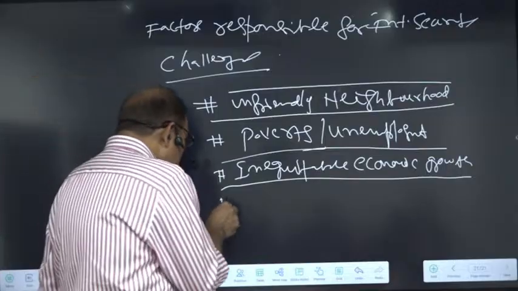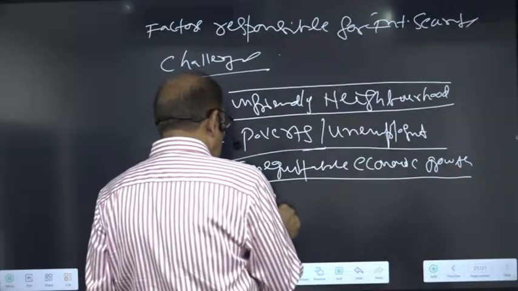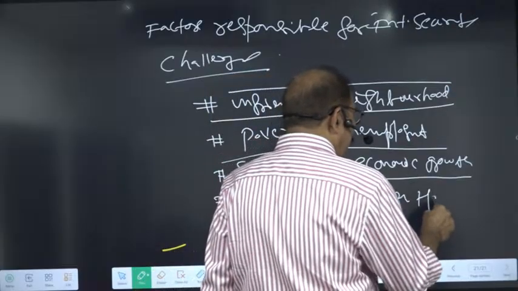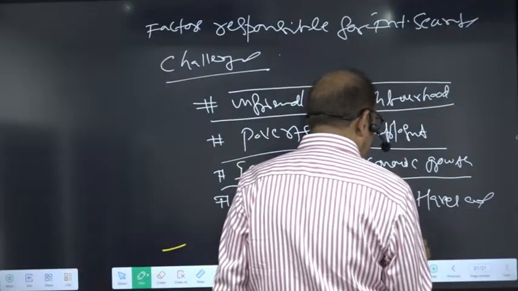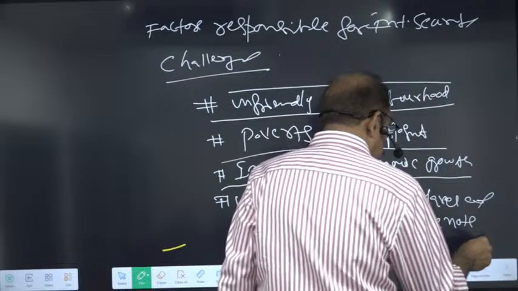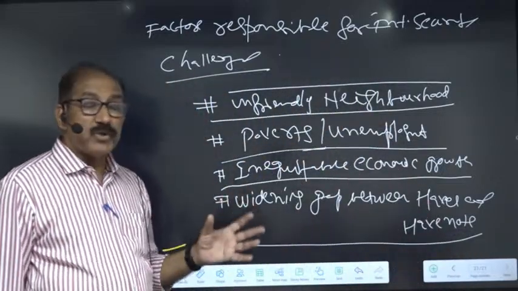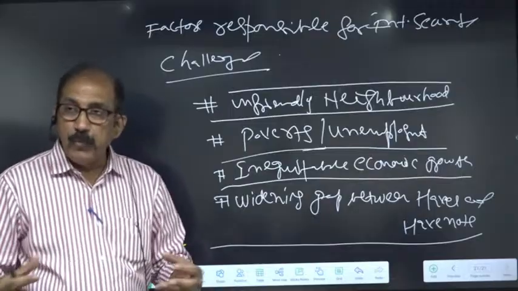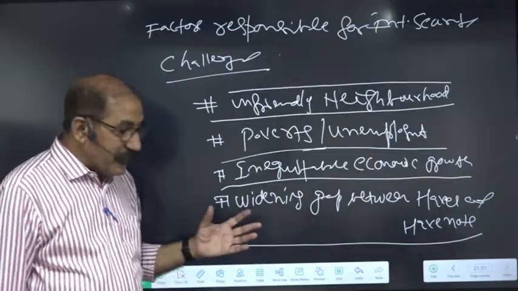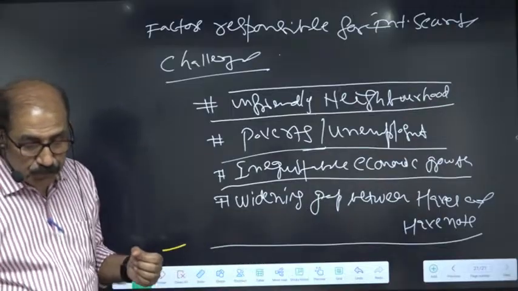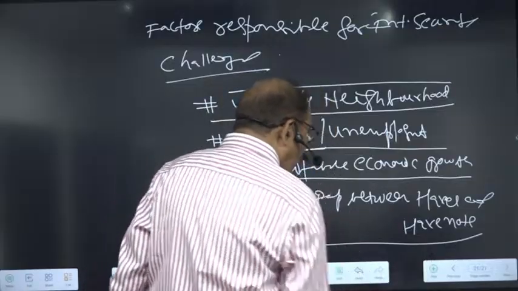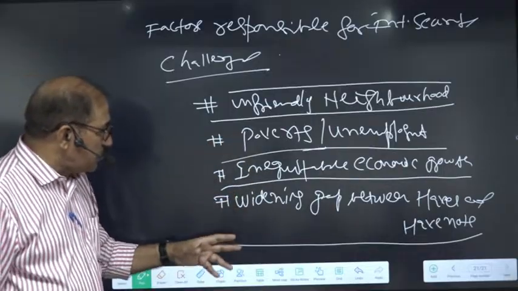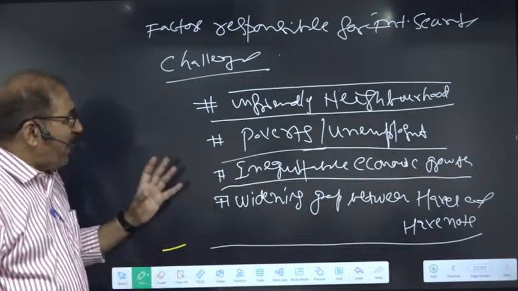Or we can add one line: widening gap between haves and have nots. This means the gap between those who have and those who have nothing keeps growing. Rich is becoming richer and poor is becoming poorer. We call this the widening gap between haves and have nots. So: unfriendly neighborhood, poverty, unemployment, inequitable economic growth, widening gap between haves and have nots. Now, why is poverty a reason?